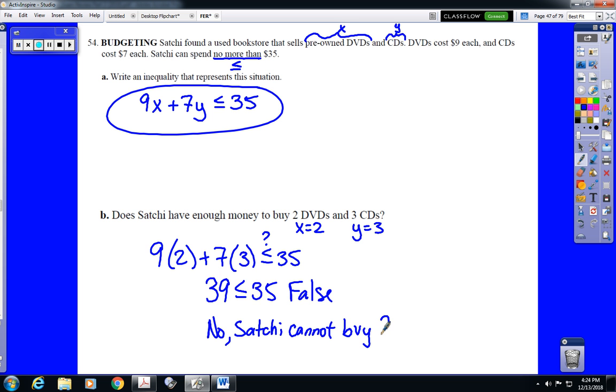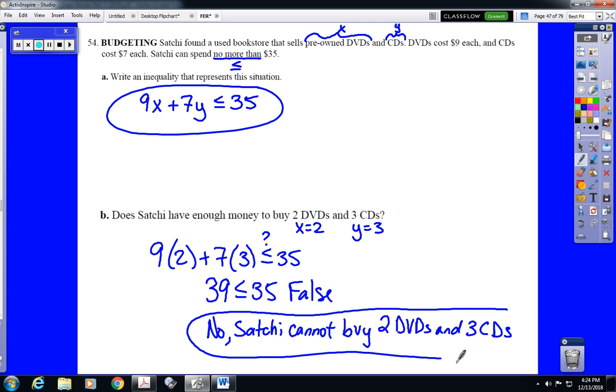2 DVDs and 3 CDs. Or you could just say no. That would be fine too. But you know me, I like to write out an exact answer to my word problems. On to number 55.